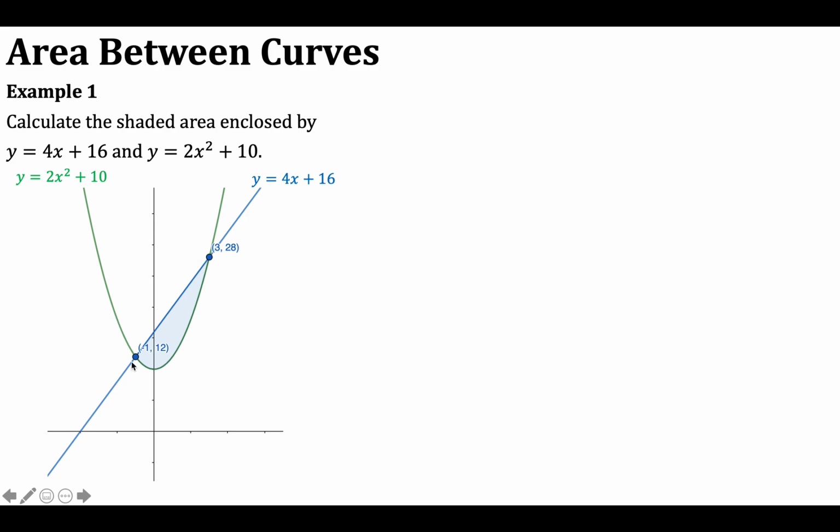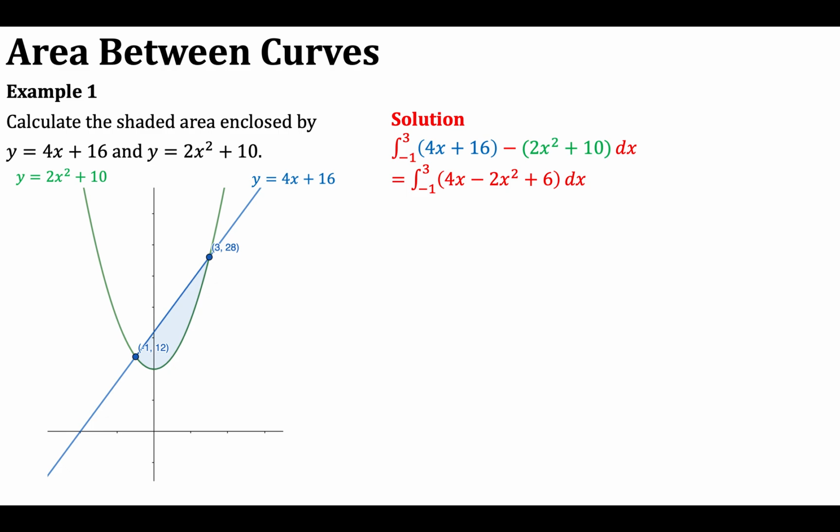I've been given the points of intersection between the line and the curve. I can see that I've got (negative 1, 12) and (3, 28). Now for my limits, I'm only interested in the x-ordinates. So you can see that I'm integrating between negative 1 and 3, the x-ordinates of the points of intersection, of 4x plus 16 minus (2x squared plus 10) with respect to x. Now you can hopefully see that the 16 and the 10 will simplify here. So you want to try and make life when you're integrating as easy as possible. So we can rewrite that integral as 4x minus 2x squared plus 6, and we're integrating that between negative 1 and 3 with respect to x.